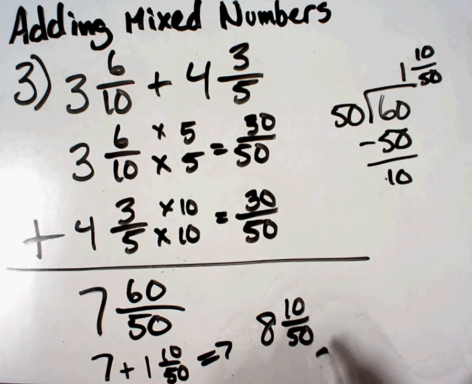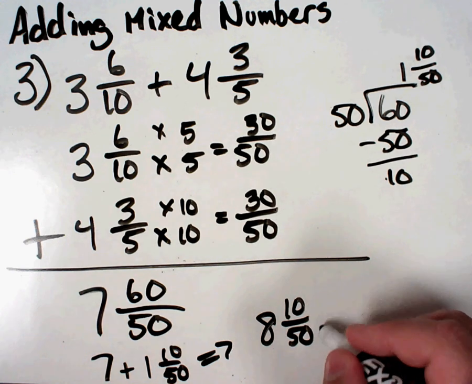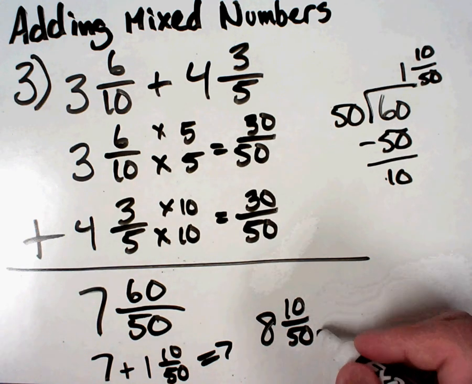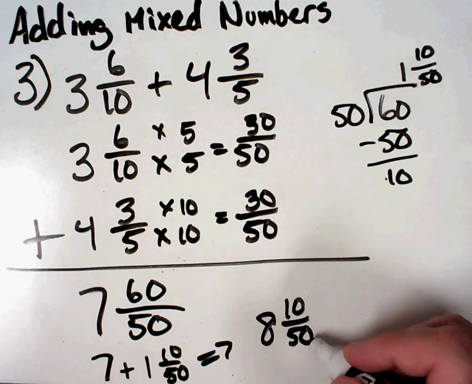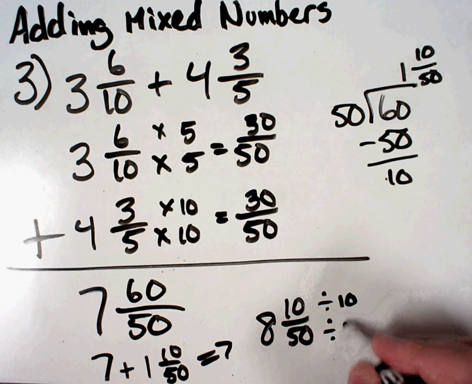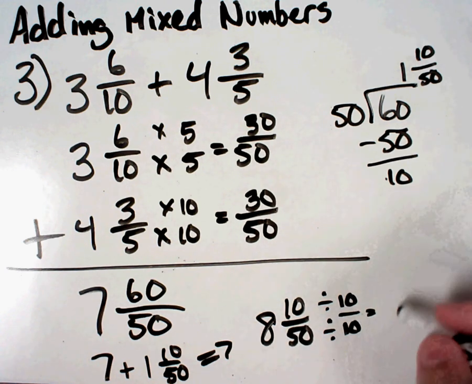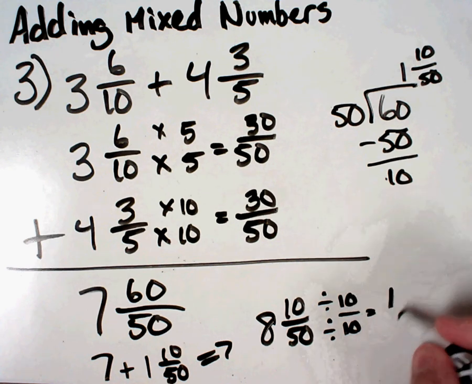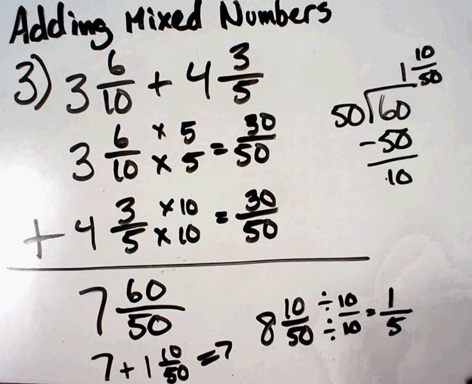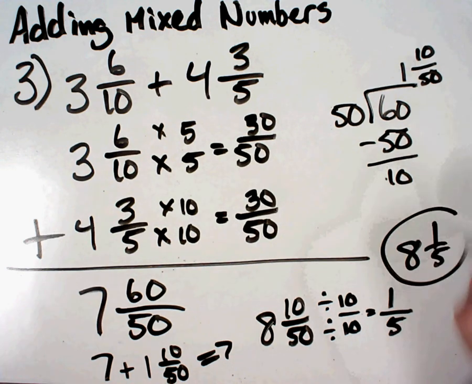Now, both of these are even numbers, so I could divide both by 2, or I could look and see if there's a different number I could use. Now, 10 and 50 are both multiples of 5. They're also both multiples of 10. So I'm going to go ahead and divide top and bottom by 10, because since this is 10, I know I'm going to end up with a 1 on the top, and that should be in its simplest form. So 10 divided by 10 is 1, 50 divided by 10 is 5, and so my final answer is 8 1/5.